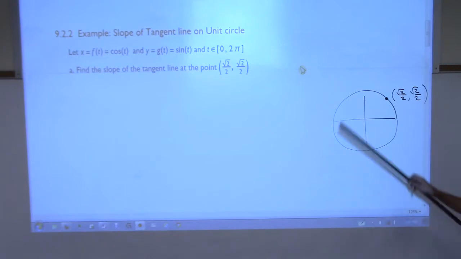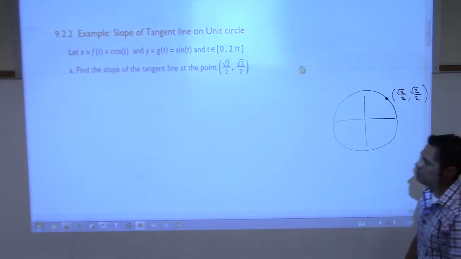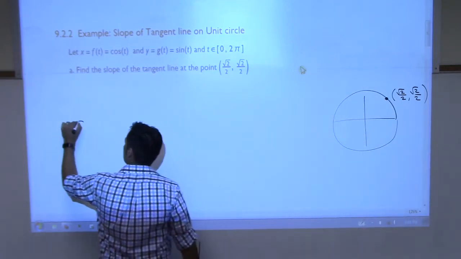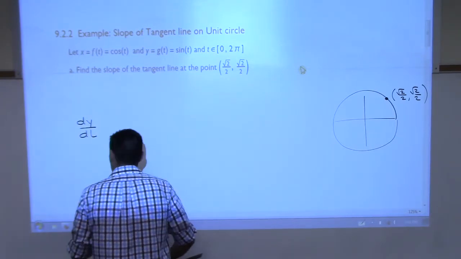Positive or negative? Negative slope? What do you think? -1 maybe? Seem reasonable? Let's see if it is. dy/dt, dy/dx, I did that earlier too.